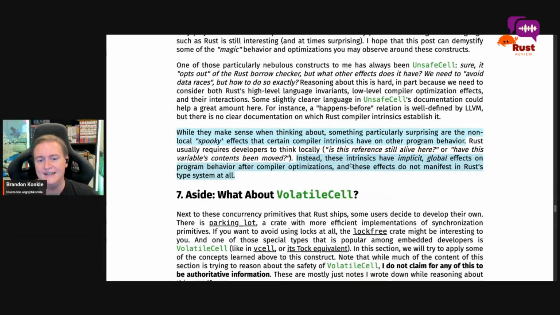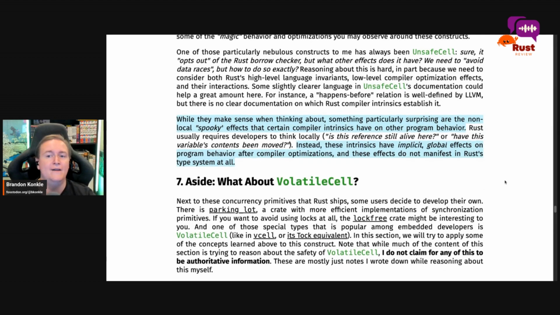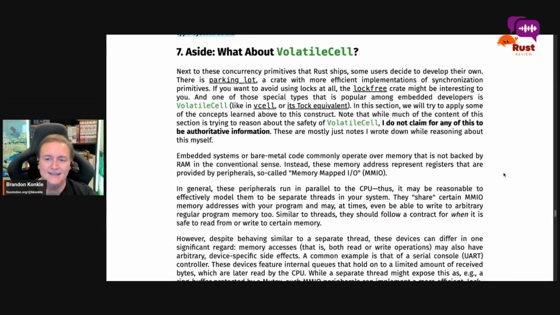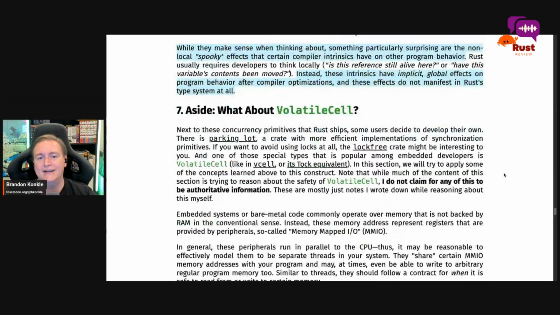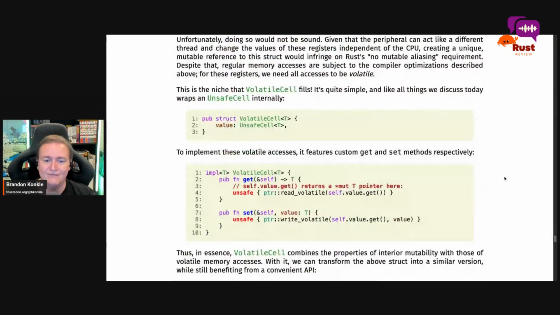He said, indeed, these intrinsics have implicit global effects on program behavior after compiler optimizations, and these effects do not manifest in Rust's type system at all. There's no way to tell the difference in the type level code. So this is not pure. This is not what we typically like in Rust. This is why unsafe code is so crazy.